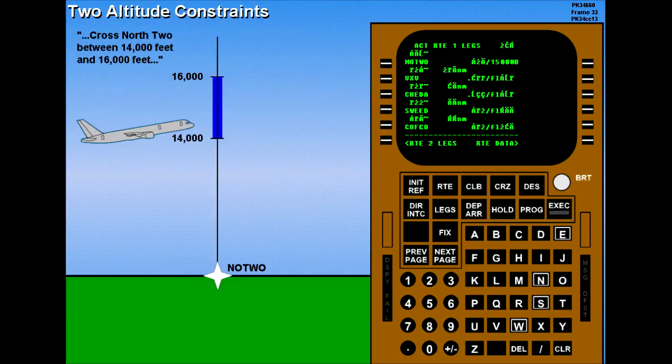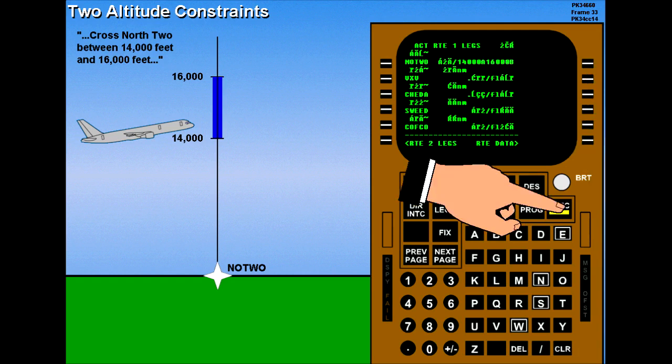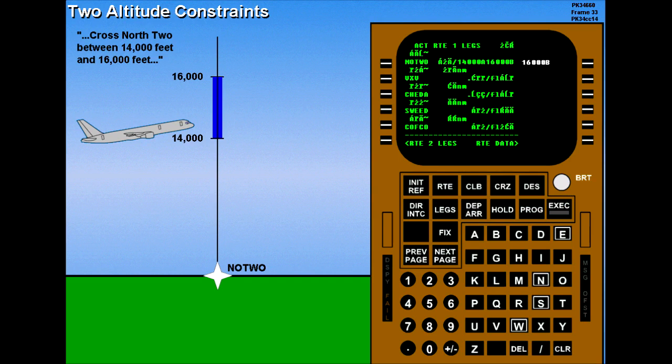If the constraint involves two altitudes, enter the lower altitude followed by an A, then enter the upper altitude followed by a B. When this line is selected and executed, the altitude line will show the lower limit followed by the upper limit.